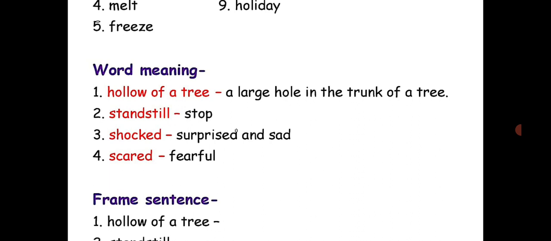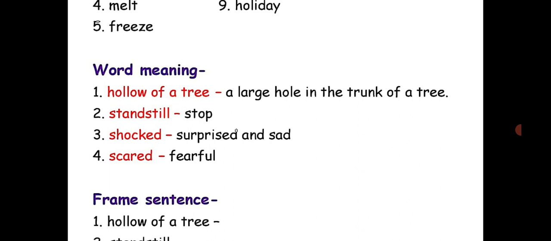First word is hollow of a tree. It means a large hole in the trunk of a tree. Okay. Next word is standstill. It means stop. Then third one is shocked. It means surprised and sad. Last word is scared. It means fearful.